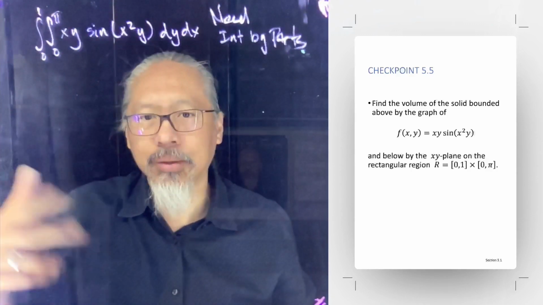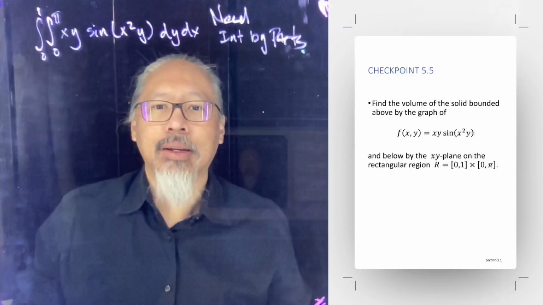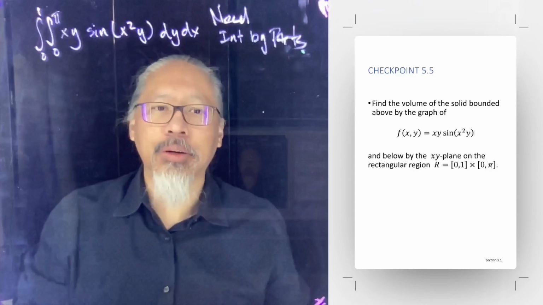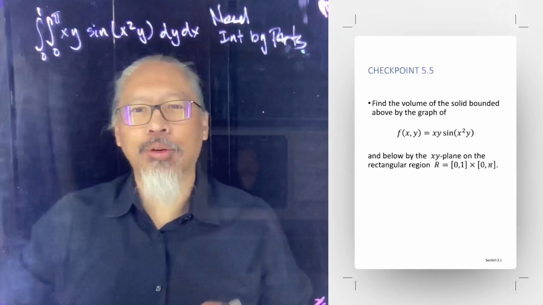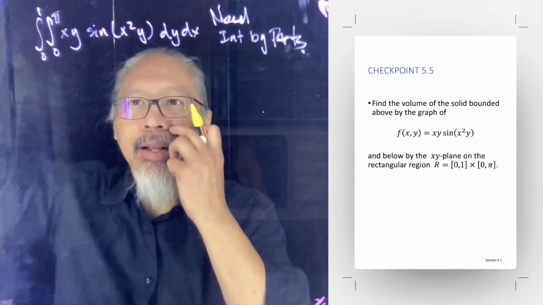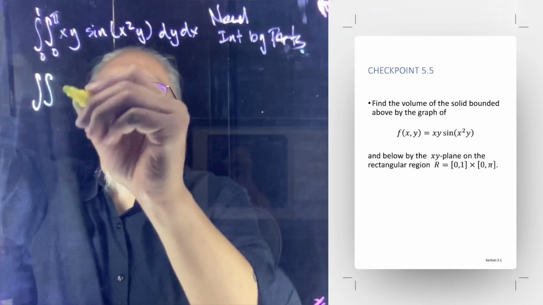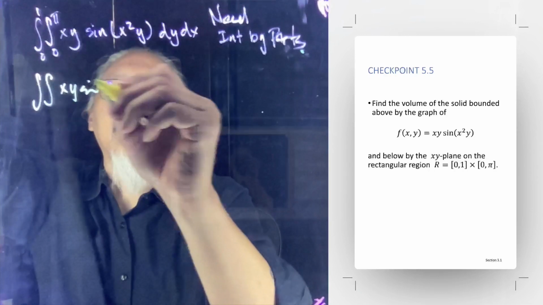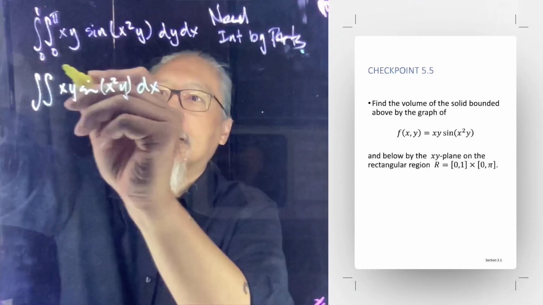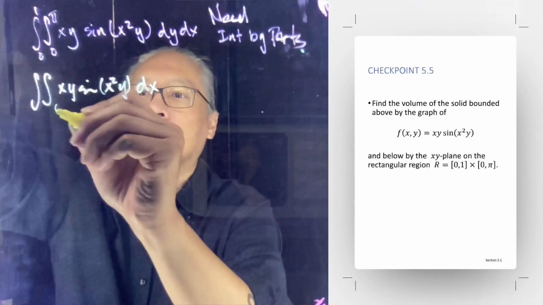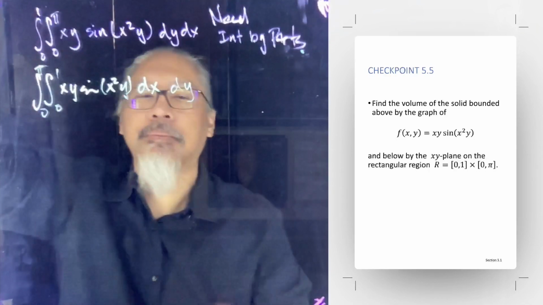I want to be careful to say that you can do this because you have constant limits. When we have a more general region that's not a rectangular region, then switching the order will take a little bit more analysis. So we'll switch the order for this case. We'll have xy sine x squared y, and this time we'll integrate with respect to x from 0 to 1, and then with respect to y from 0 to pi.